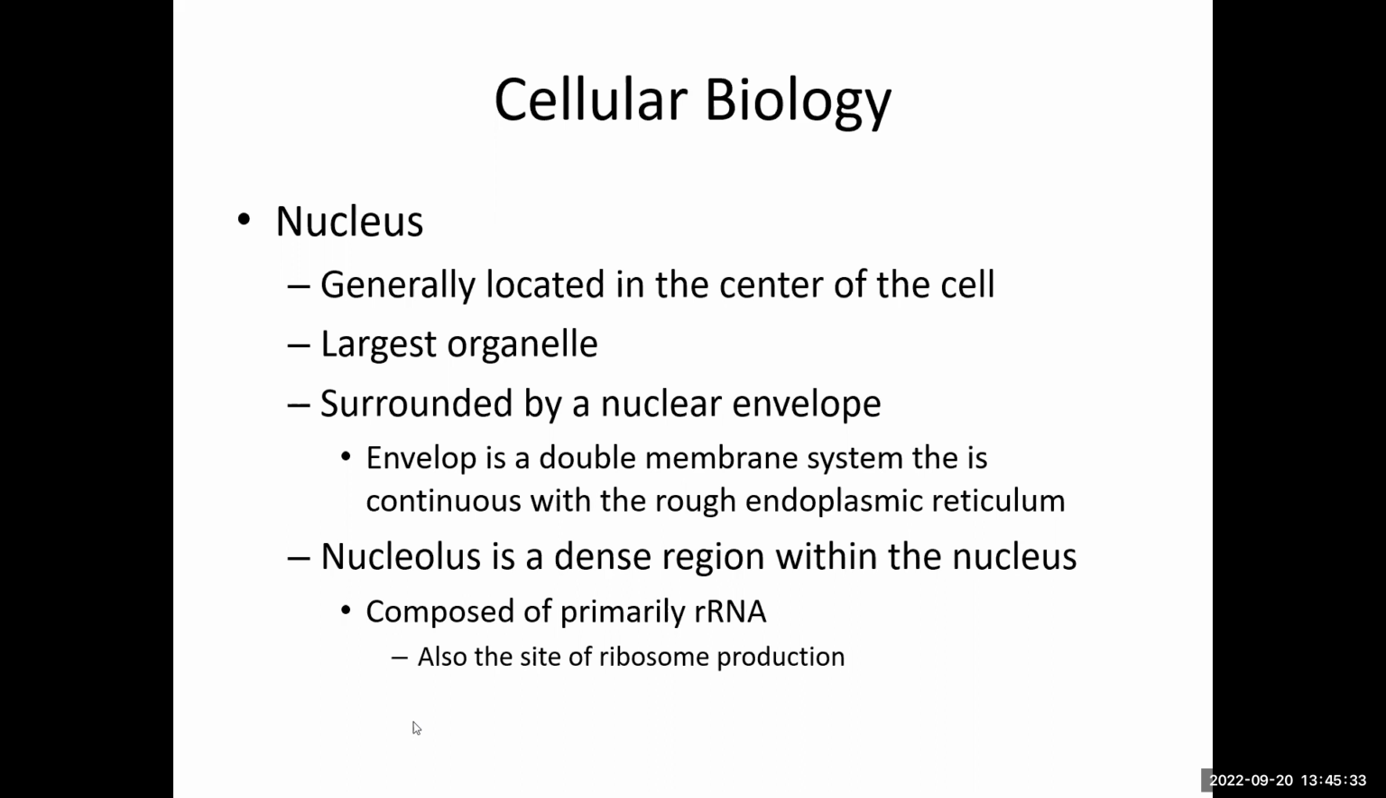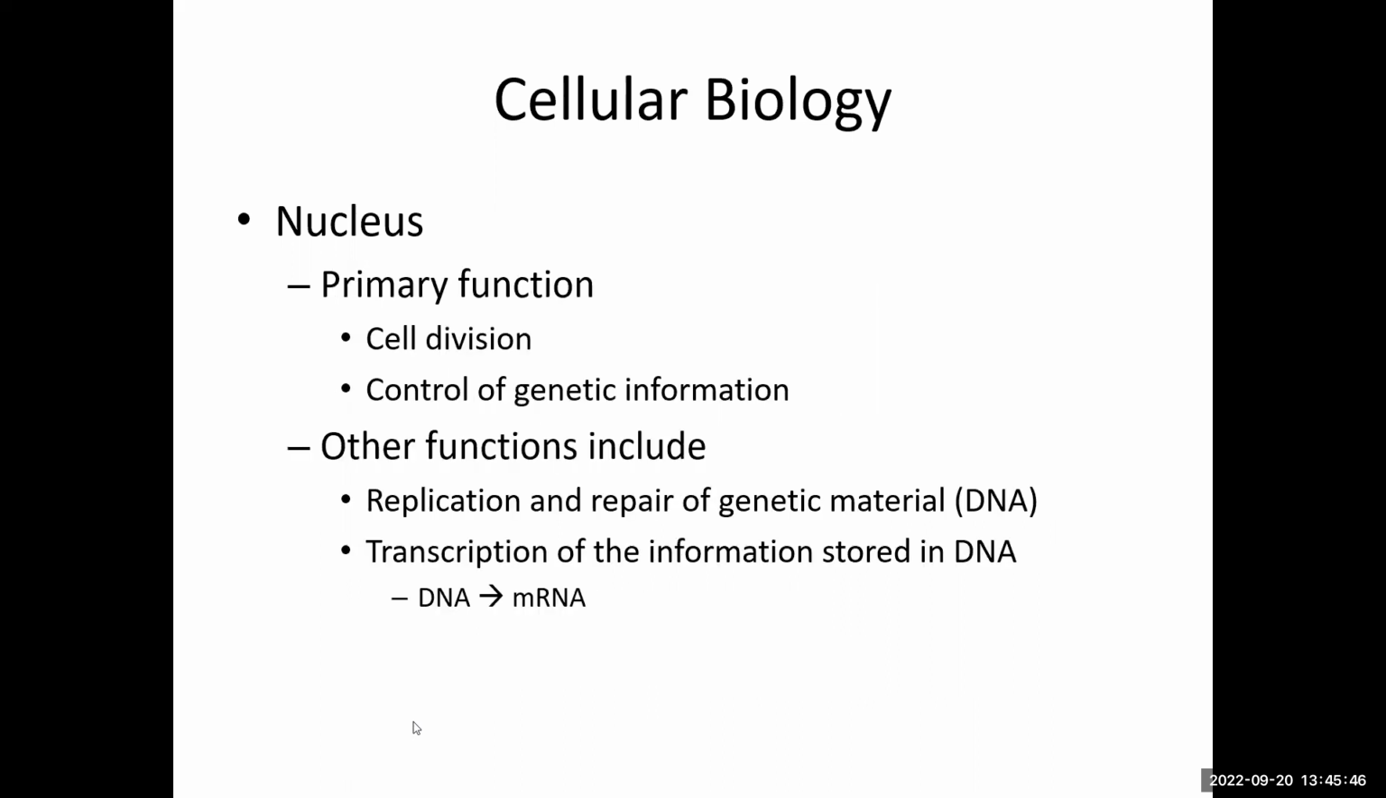Inside the center of the nucleus, we have a very dense region called the nucleolus. This is where our ribosomal RNA is produced, and we begin the production of our ribosomes that we're going to use in protein synthesis. Again, the primary function of the nucleus is cell division. This is where our DNA is replicated over and over again as our cell goes through mitosis and we begin to produce new daughter cells.